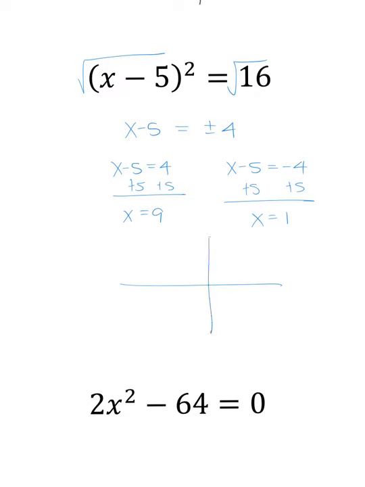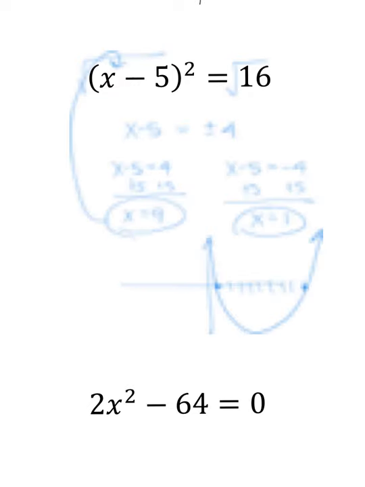The zeros on my parabola would be at 1 and 9. Again, my parabola would be opening upward because a is positive. And these are the two solutions or values that make this equation true.